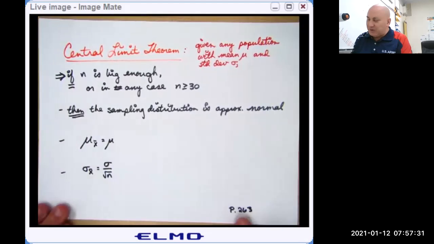You notice I got a little note here for page 263. And in class, I have an applet where I can show you in practice what this means.